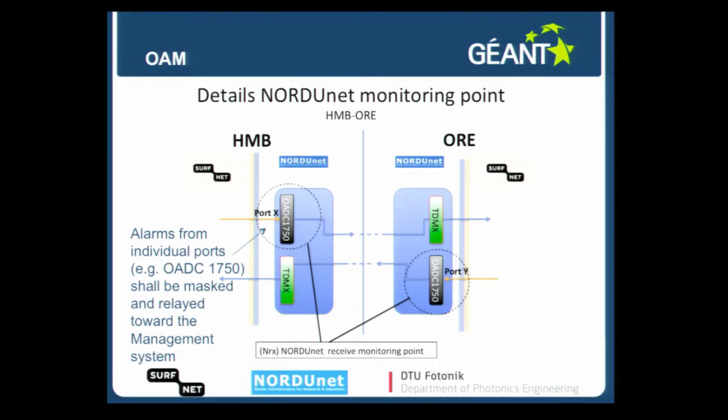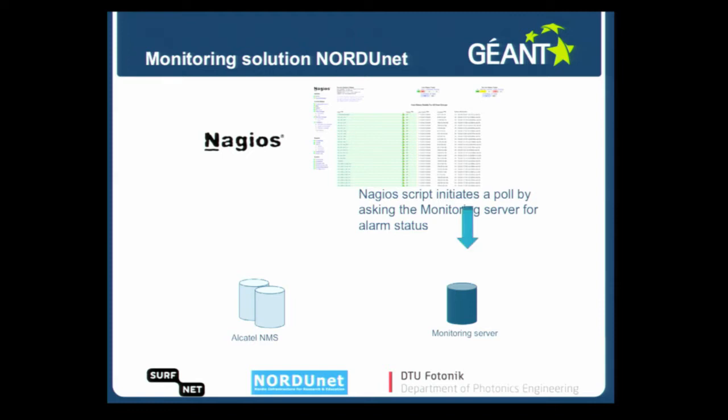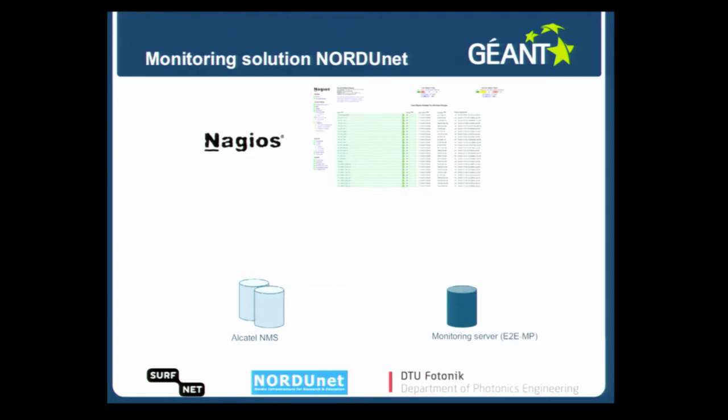NOC guy that's working. When he sees the list, he'll see, okay, that's the affected circuit of the SurfNet alien wave number 2 or whatever. But how is this done? So basically, we are using Nagios in Nordinet as a host monitoring tool, and the Nagios script initiates a poll to a monitoring server asking for alarm status, and then the server actually does an SNMP poll to the Alcatel NMS.